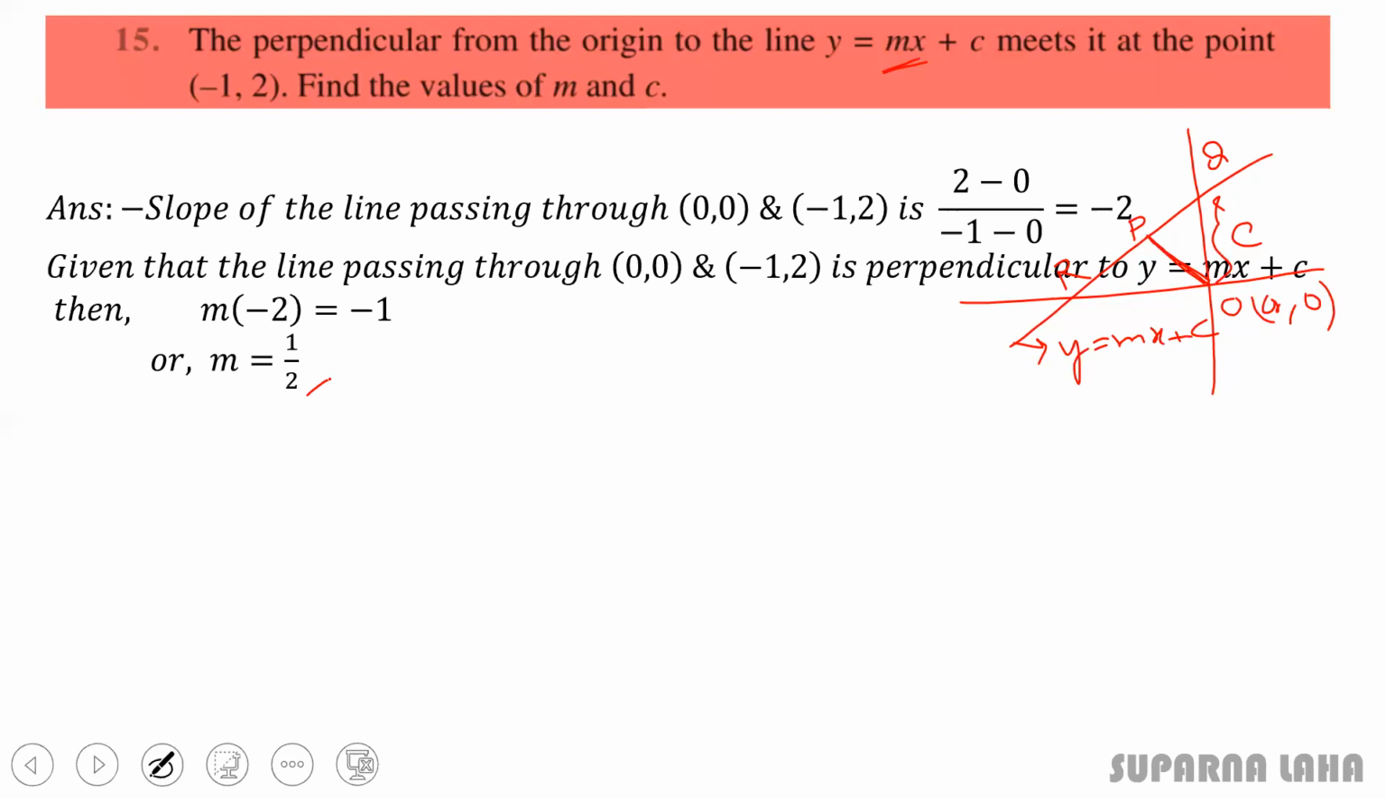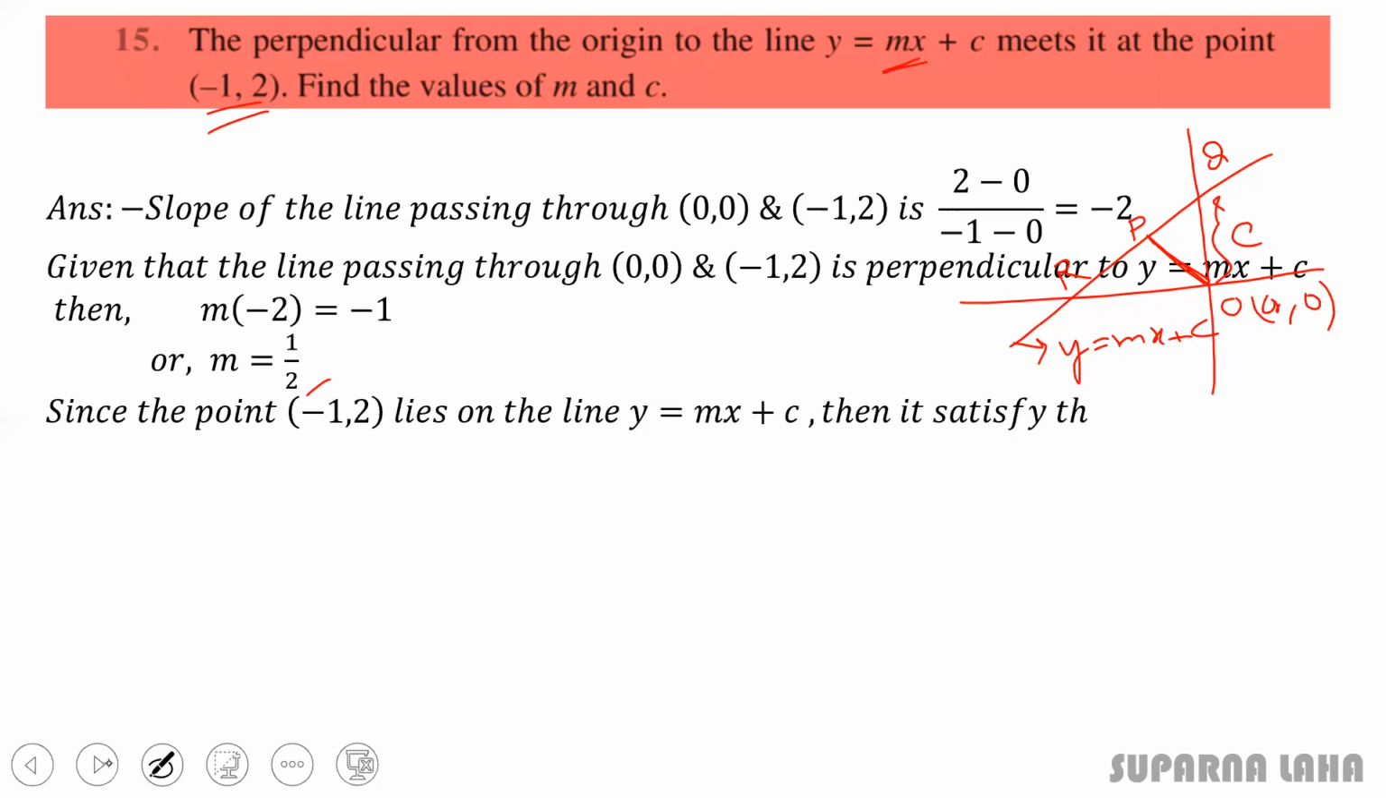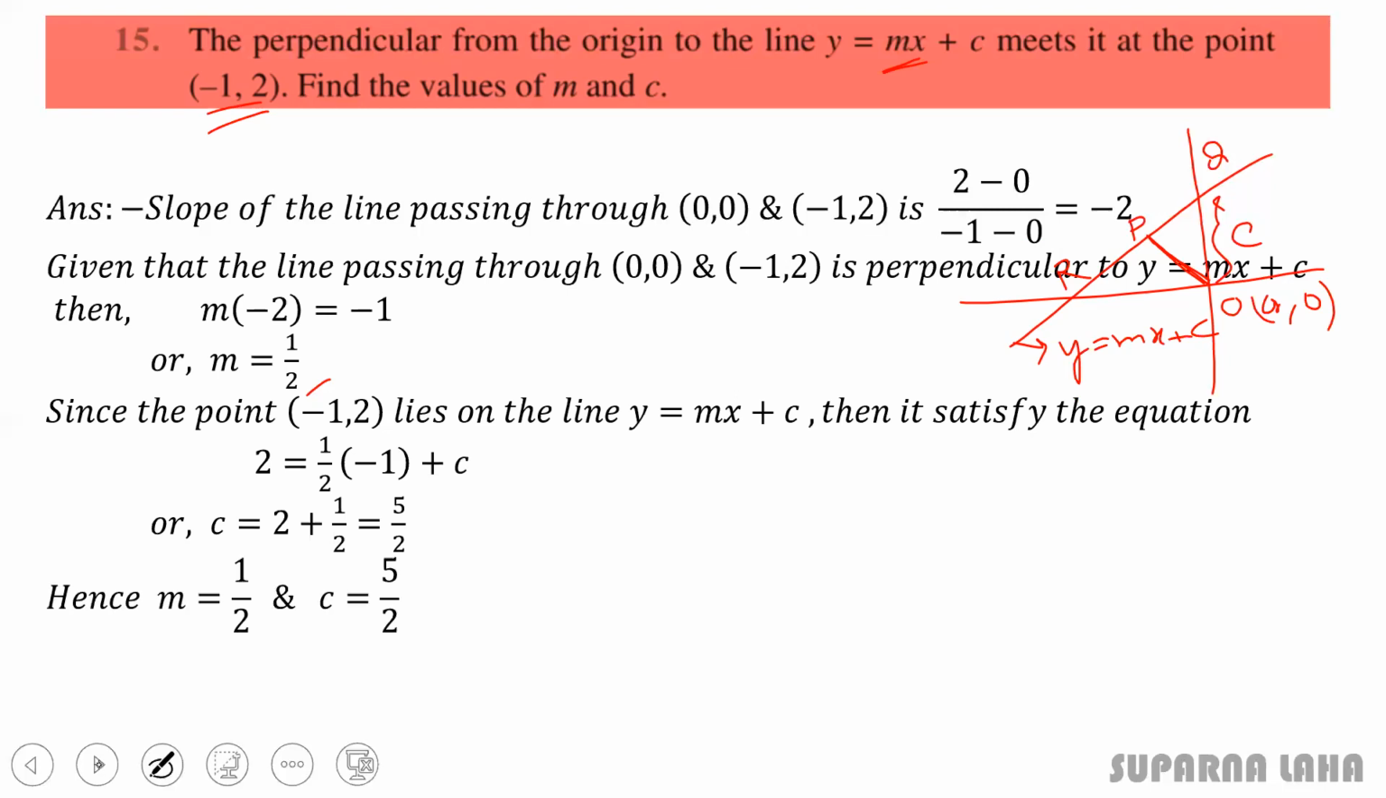Now we need to find c. Since (minus 1, 2) is a point on this straight line y equals mx plus c, this point will satisfy the equation. So put the values of x, y and m. x is minus 1, y is 2 and m is half. So with one unknown and one equation, you can find the value of c. So c is 5 by 2. So write down the answer: m is half and c is 5 by 2. So this is your answer.